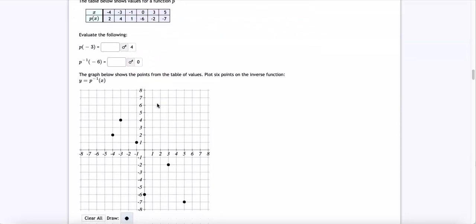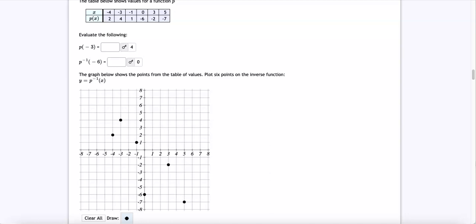So the graph shows all the points from the table. So you see -4, 2. Here's -4, 2. And then you have -3, 4, etc. What we're supposed to do is plot the 6 points of the inverse function. So to do this, we remember that the inverse just means switching the x and y coordinates.